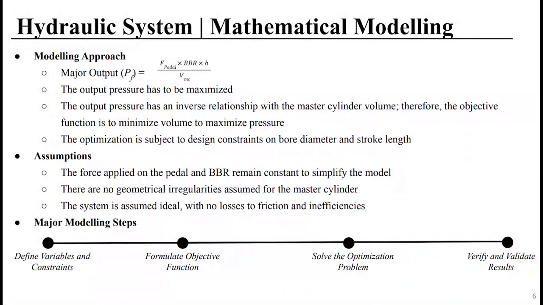In this slide, we are showing the mathematical modeling used to optimize the objective function. Here the output fluid pressure has to be maximized. To optimize this, we have to minimize the volume of master cylinder while all other parameters remain constant. We have a few assumptions in our model, like we are assuming an ideal scenario where the force applied on the pedal by the driver is constant. The major steps incorporated in the modeling are shown in the bottom half of the screen.